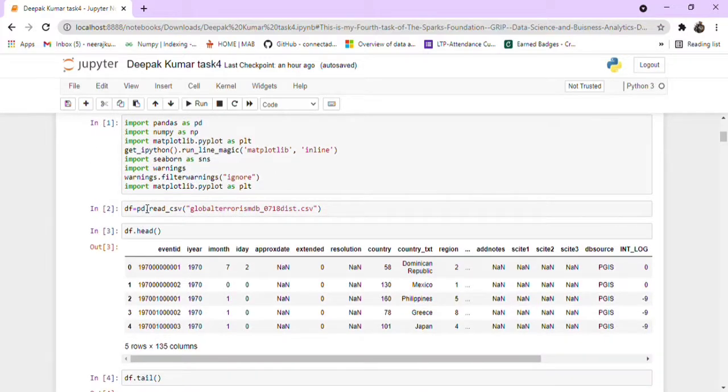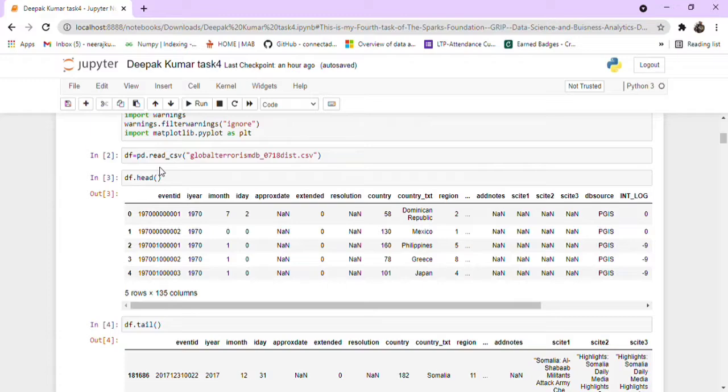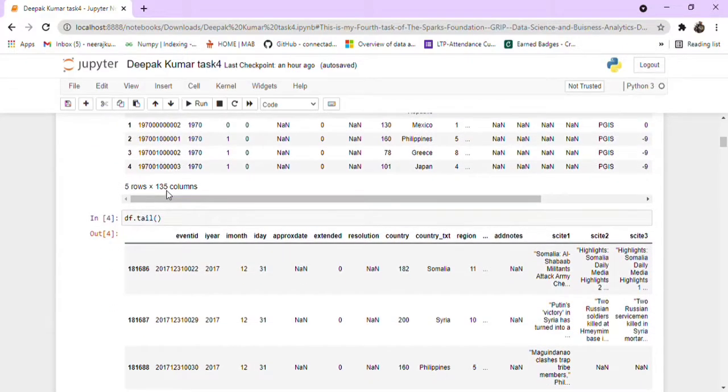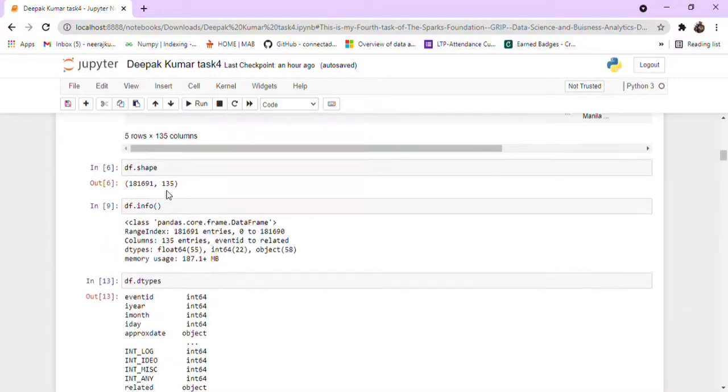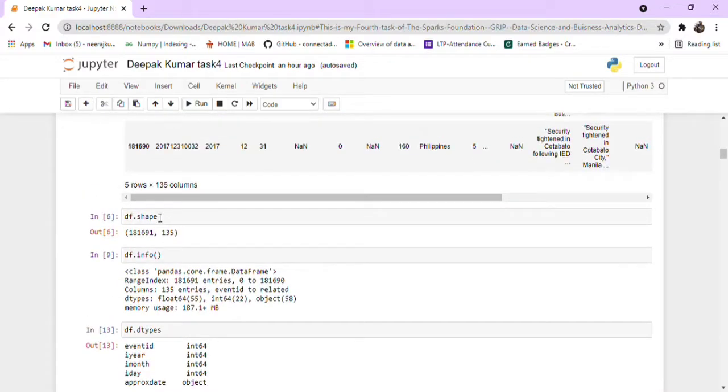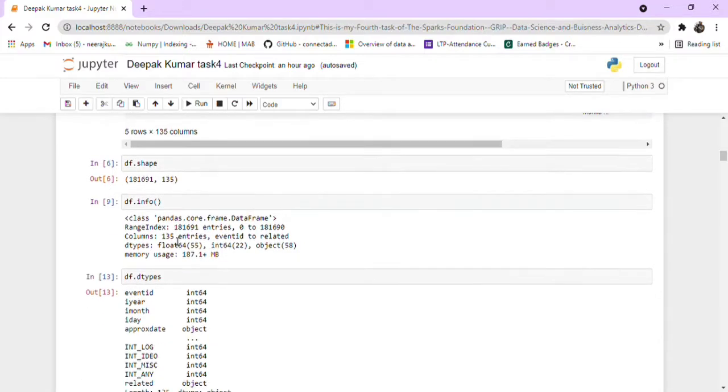In the next step, I loaded the dataset using the command pd.read_csv. Then I found the head of the data and the tail of the data. I also found the shape of the data: there are 181,691 entries and 135 columns. I also found the information of the data. Here again, 181,691 entries, 135 columns, and the data types are float, integer, and object.